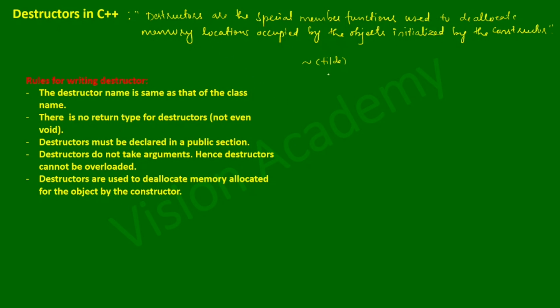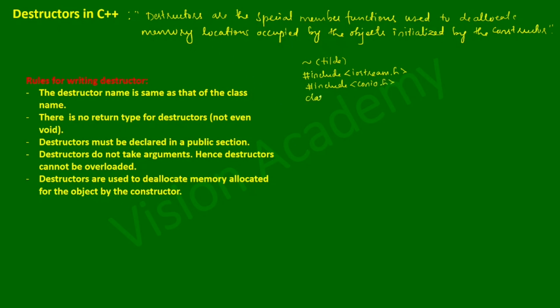Now let us write a program that depicts the use of constructor and destructor. Here let us write the preprocessor directives: hash include in an angular brace, iostream.h header file, and the next preprocessor directive is hash include in the angular brace, conio.h header file.